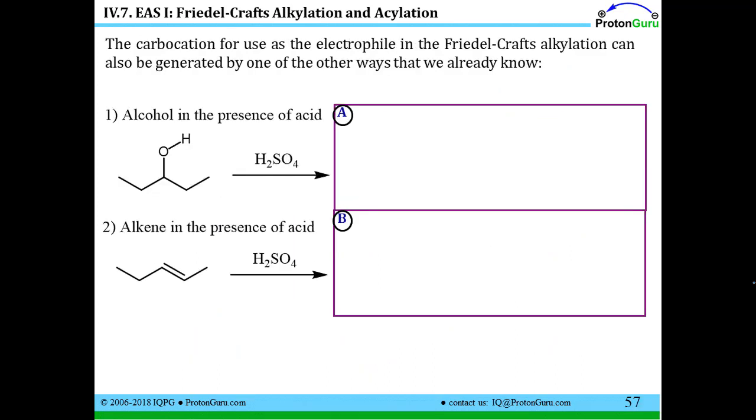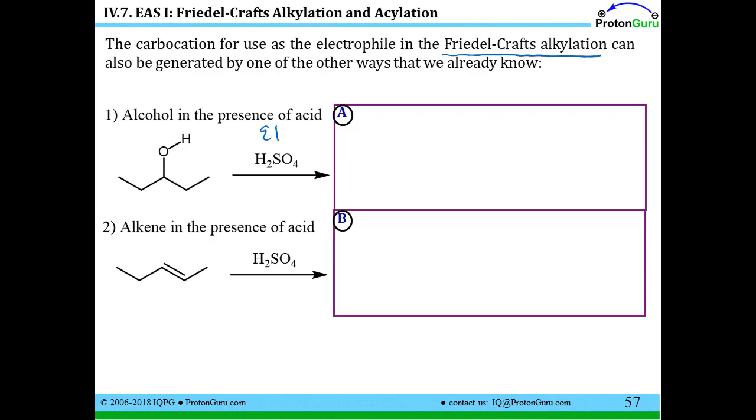So that reaction of an alkyl halide with aluminum trichloride is a new way to make a carbocation that we've never seen before. But I want to point out that there are other ways that we already know that we can generate carbocations, and we can use those carbocations in this Friedel-Crafts alkylation reaction just like we used the carbocation I showed generated from the aluminum trichloride with an alkyl chloride. So for example, when you take an alcohol in the presence of an acid, right, say we're trying to do an E1 reaction with this alcohol.